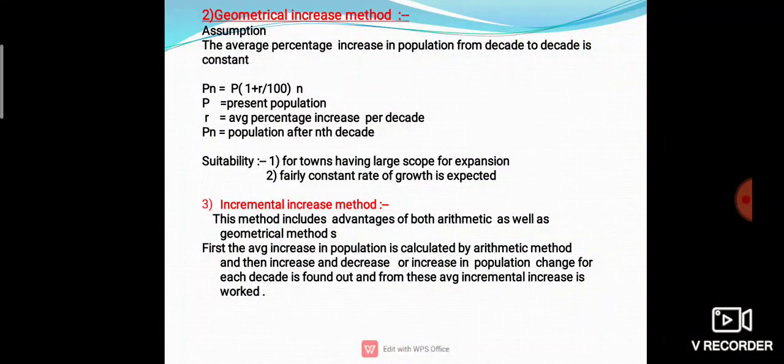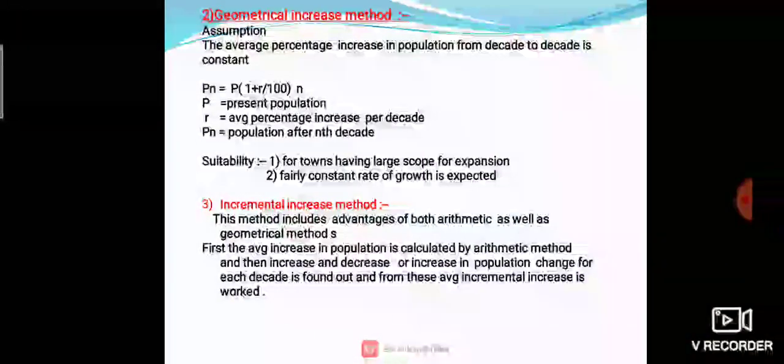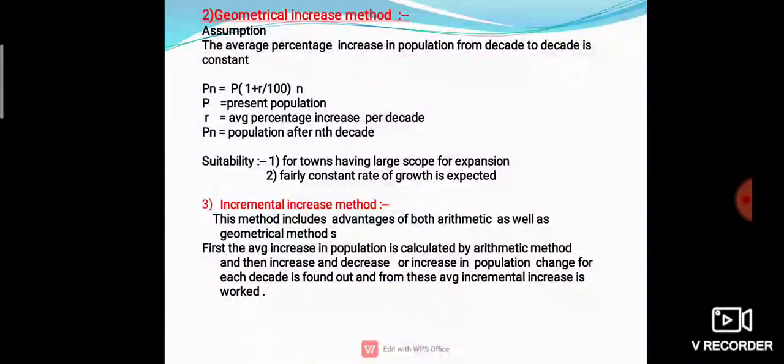Then what is the suitability? First, it's suitable for towns having large scope for expansion. In the arithmetic method it's not possible because it requires old towns, where there is no scope for population. Here, the towns have large scope for expansion and a fairly constant rate of growth is expected.